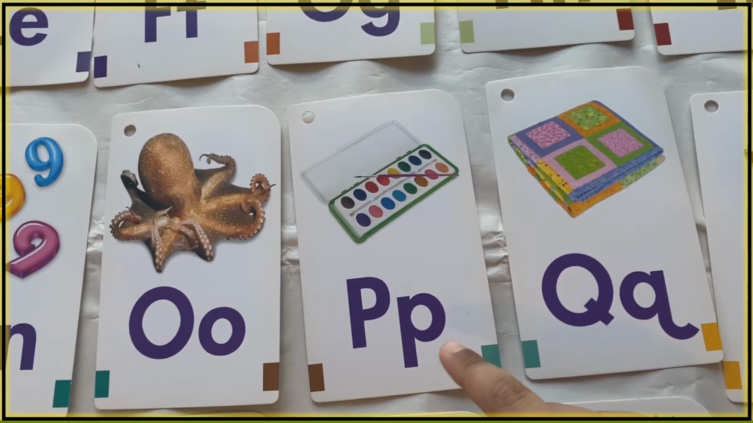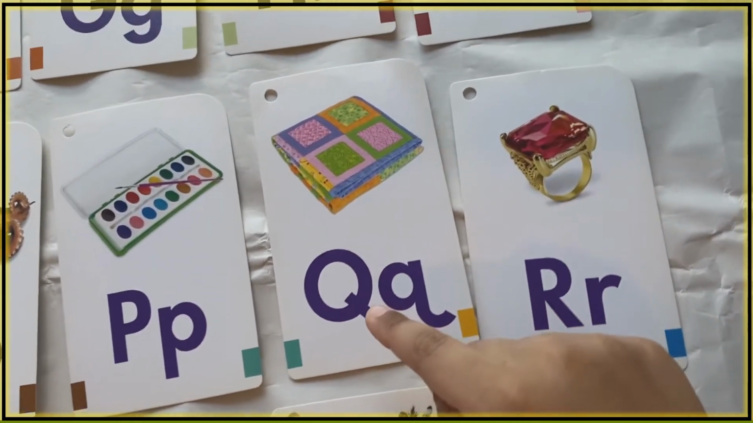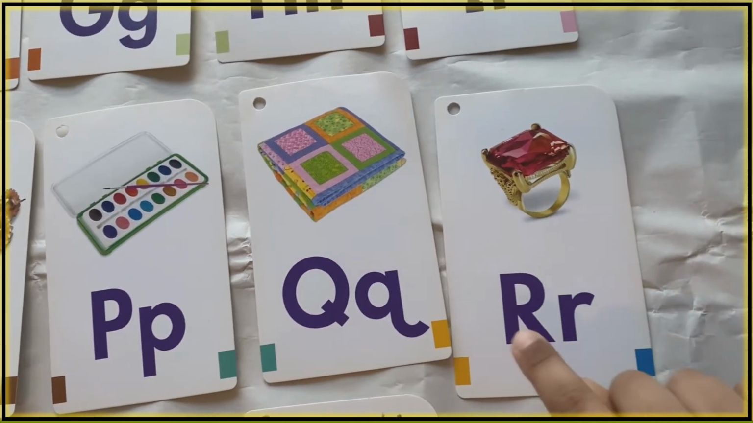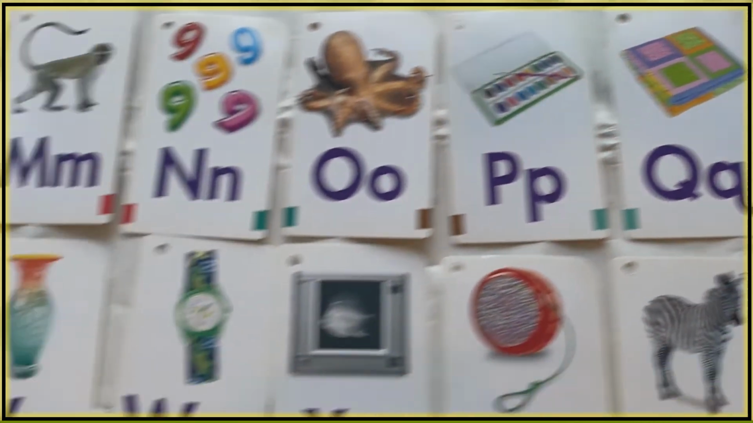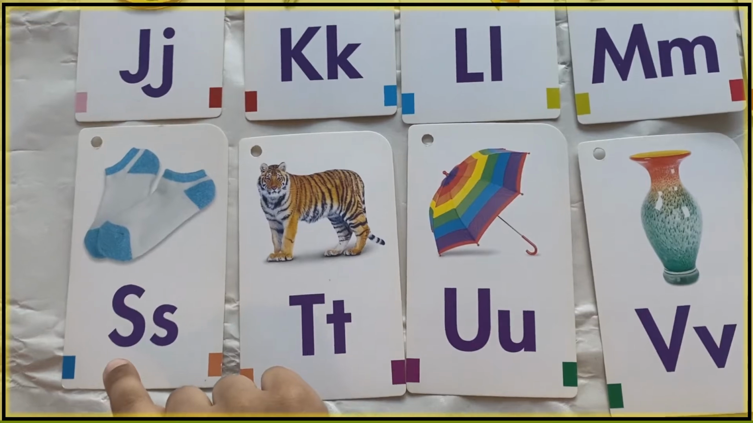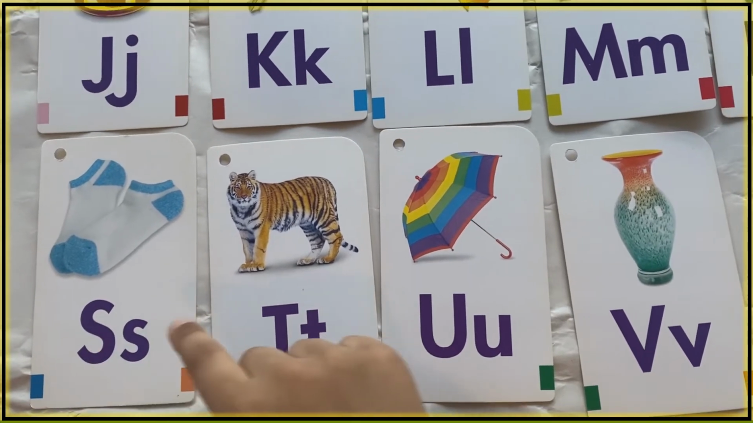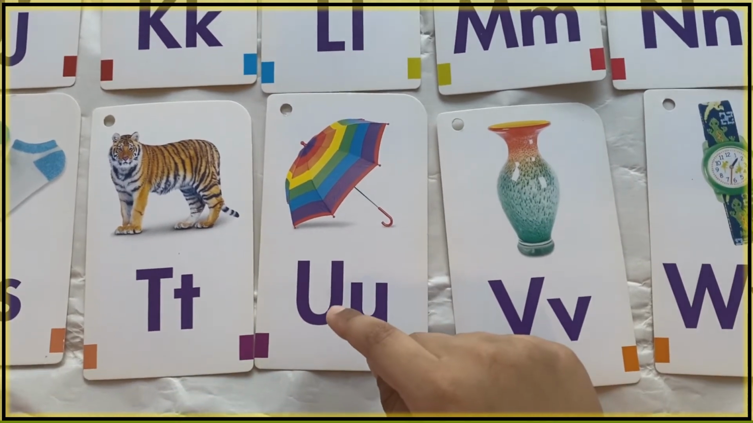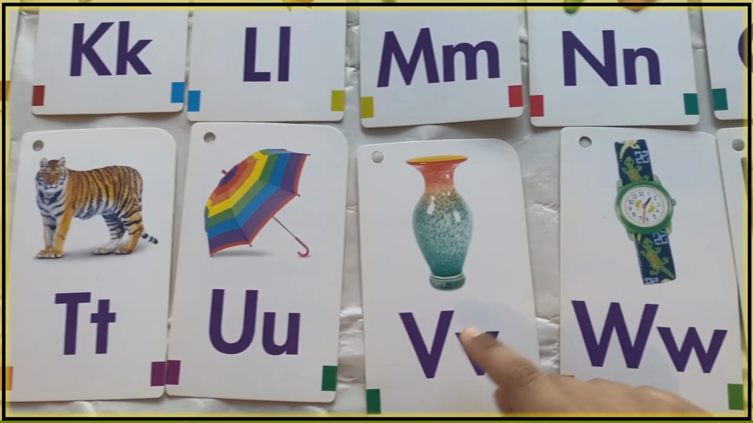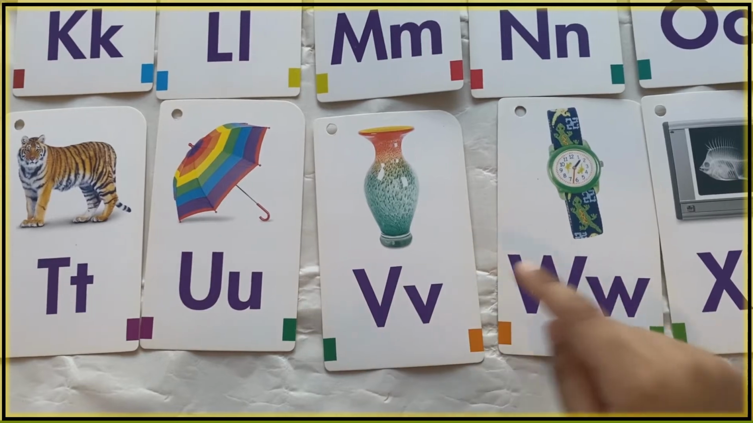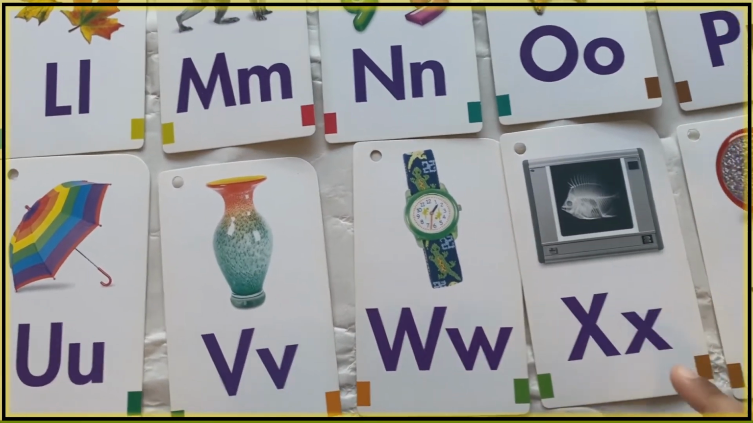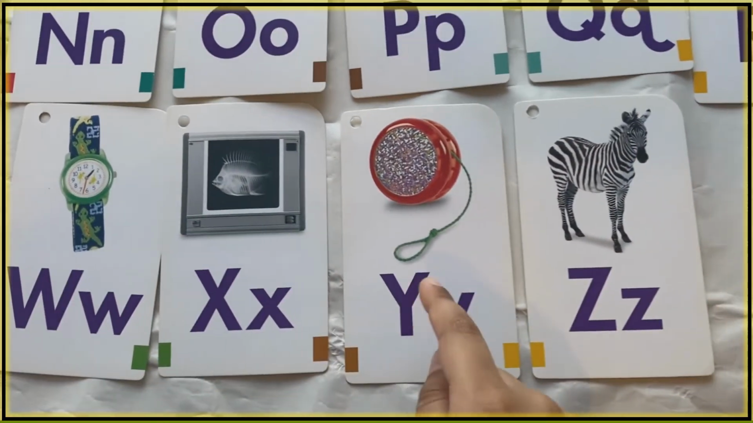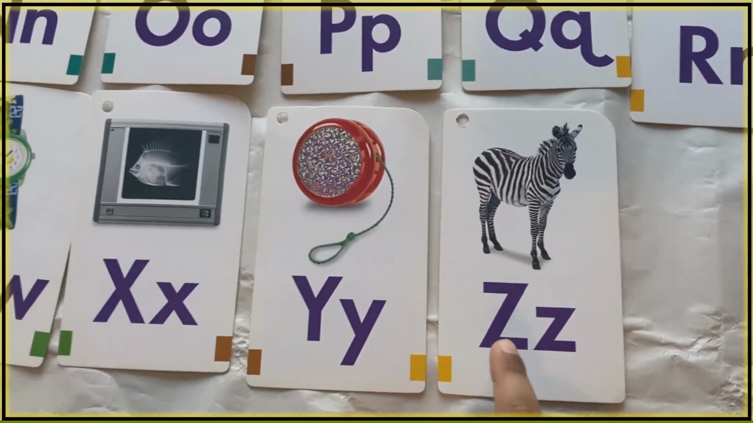P for paint. Q for quilt. R for ring. S for sock. T for tiger. U for umbrella. V for vest. W for watch. X for X-ray. Y for yo-yo. Z for zebra.